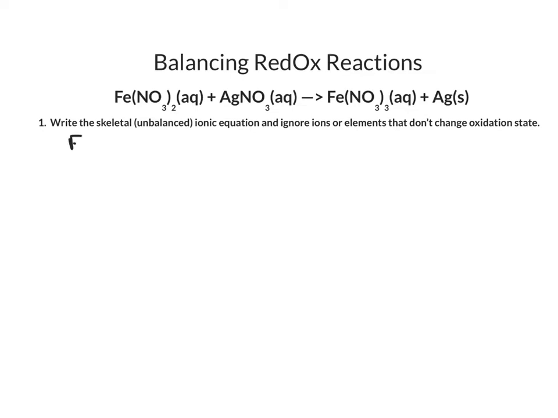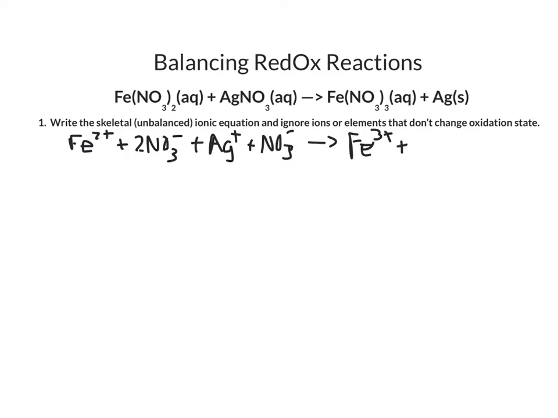So we have iron, and in this case it's 2+ because each nitrate is 1-, and there are 2 nitrates with that. And I'm going to have a silver plus. I know it's silver plus because it's with 1 nitrate, and nitrate is -1. And that is going to form iron. This iron is 3+ because it is combined with 3 nitrates, each of which is -1. And then I have silver in its elemental state with a 0 oxidation state.